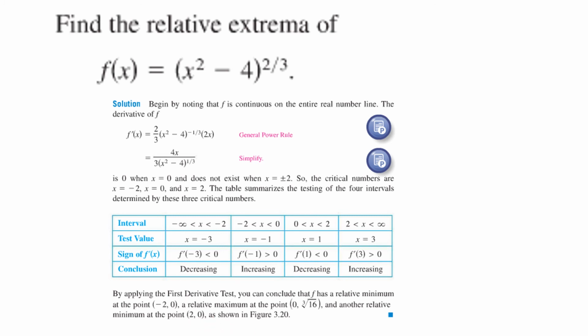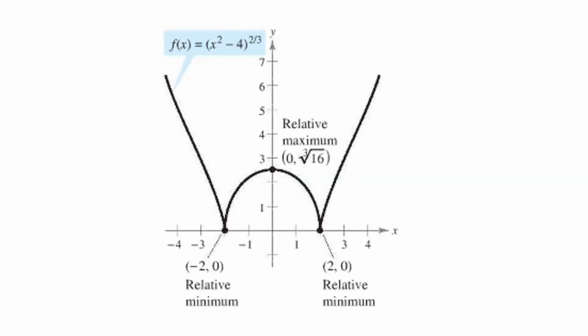Now there is a picture of this, and it confirms what we talked about. And note that these critical values that we have ended up being the relative mins. That's the relative max, but these are places where the first derivative did not exist.